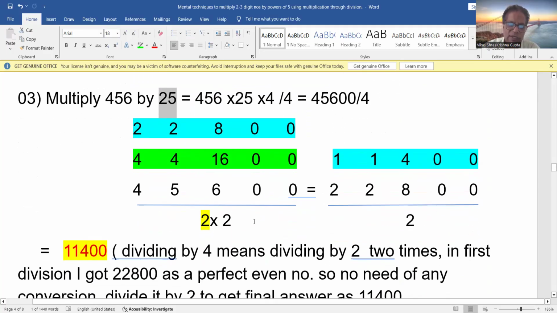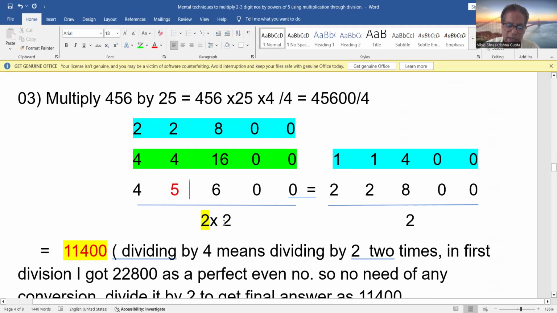Now here 45600, you have to divide by 4. But because it is divided by 4, I write 4 as 2 into 2. Now before division, I will convert this 5. This 5 is an odd number. So I will convert this 5 into an even number. I write 4. I take 1 extra to 6. It becomes 16. So the number becomes 44 1600 and I first divide by 2. The answer is 22800.